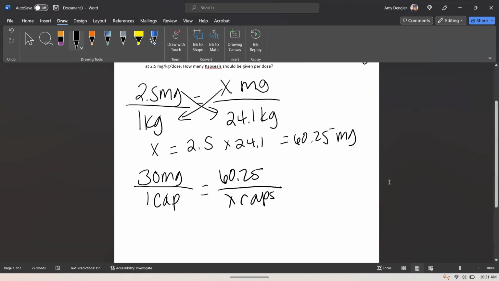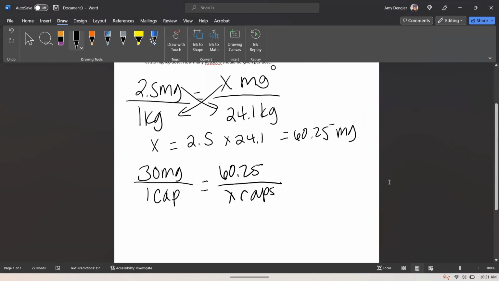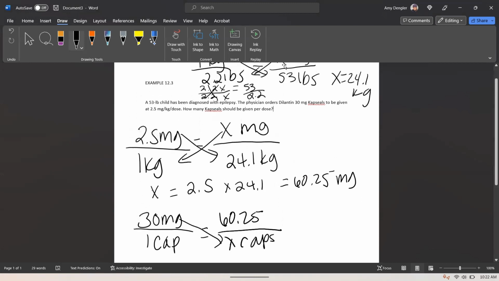Well, looking at this, if we have a capsule that's 30 milligrams and we have to give them 60 milligrams, we're just going to give them 2 capsules, right? If we do the math, that's what we would figure out, 30x. We would actually figure out 2 point something because we have that 0.25. We cannot give 0.25 of the capsule, so we would just have to round that down to 2 capsules per dose.